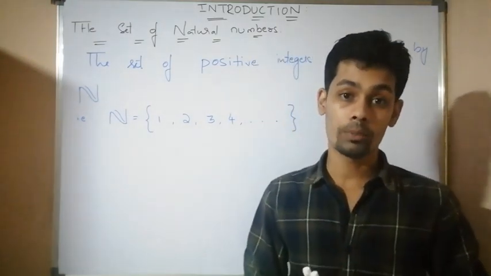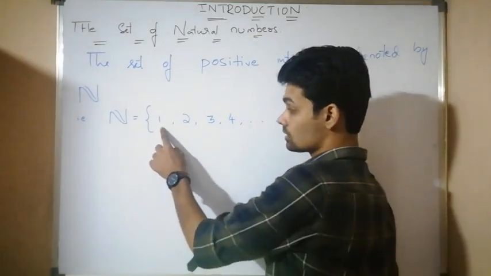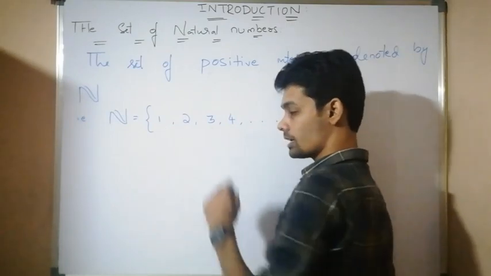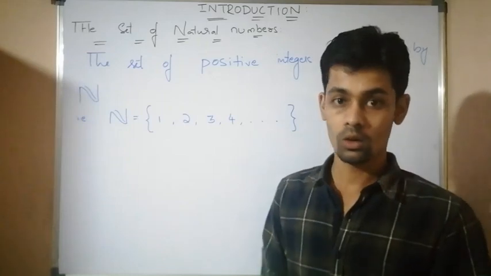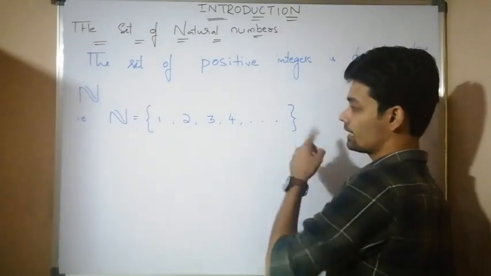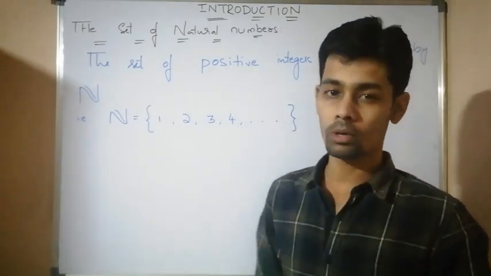Now, the third property. This number 1 is not a successor of any element. That is the third property.